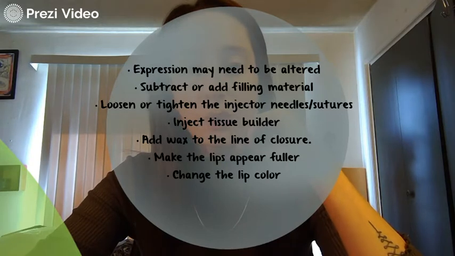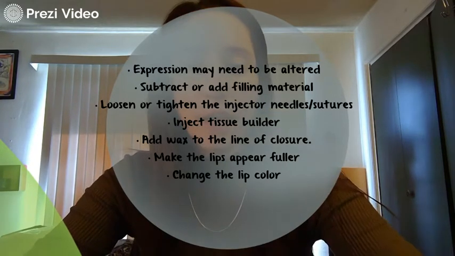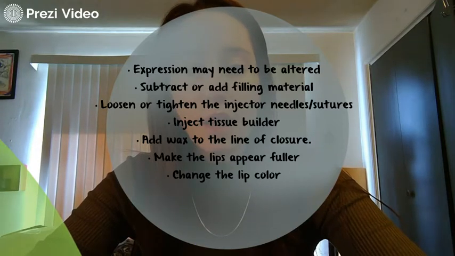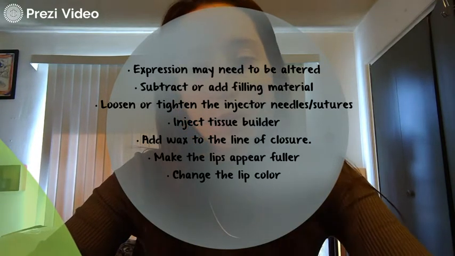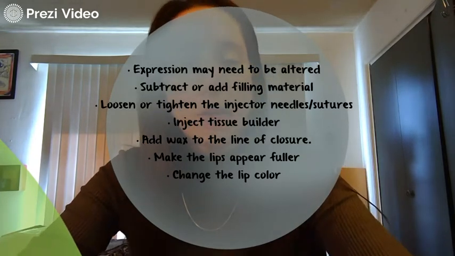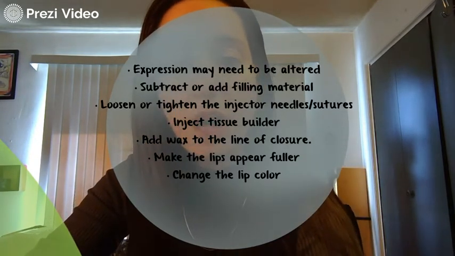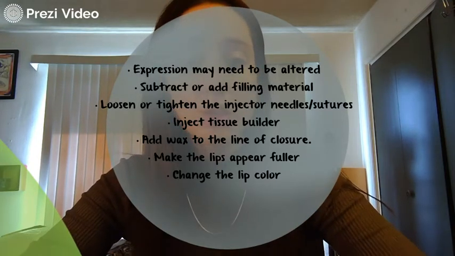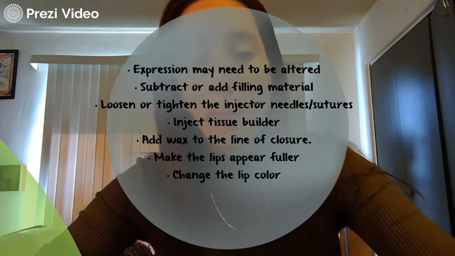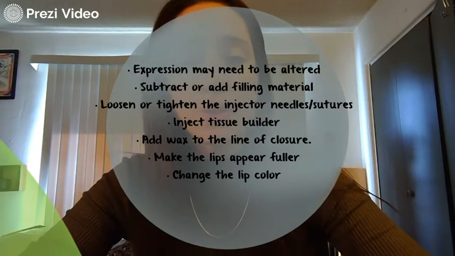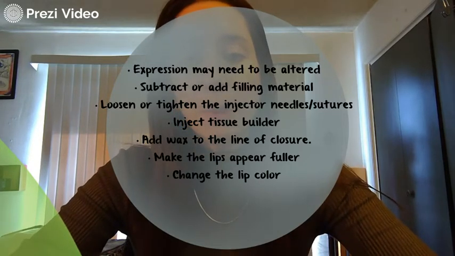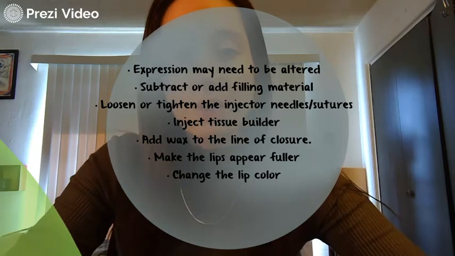Some ways to do this are going to be to subtract or add filling material. In addition to the mouth former, you may have placed some sort of cotton in the mouth to support the mucous membranes. Some of this cotton may need to be removed, or additional cotton may need to be added. Another way is to loosen or tighten the injector needles if you did choose to use injector needles. If you used sutures or ligature to close the mouth, this ligature may need to be tightened or loosened as well. Another way would be to inject tissue builder in certain places of the mouth.